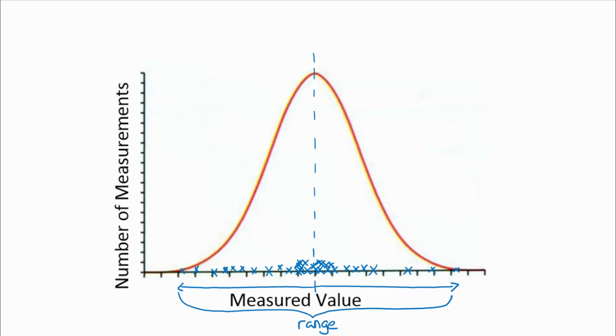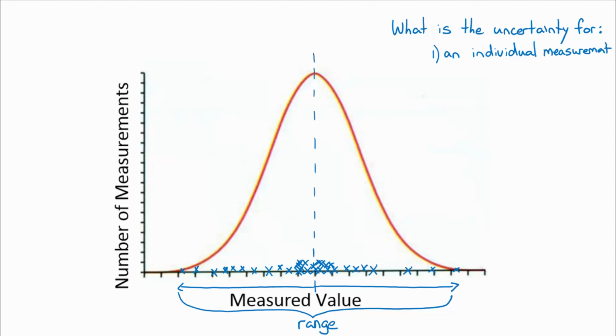What we're going to talk about in this video are two ways to quantify the uncertainty. One is the uncertainty on a single measurement. And what is the uncertainty for the average value of a whole bunch of repeated readings?